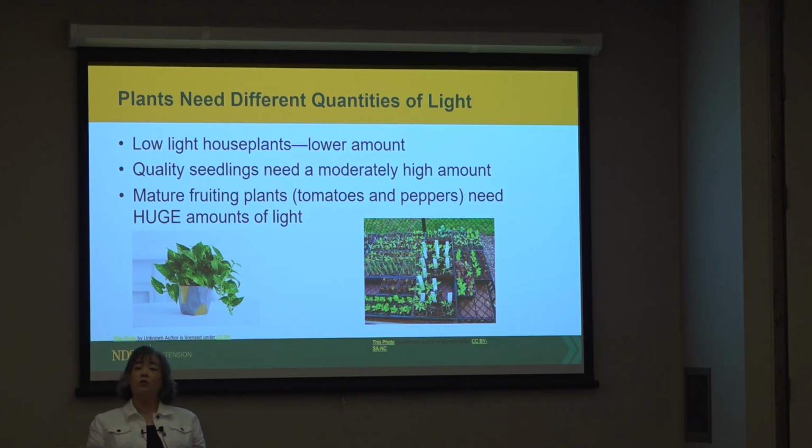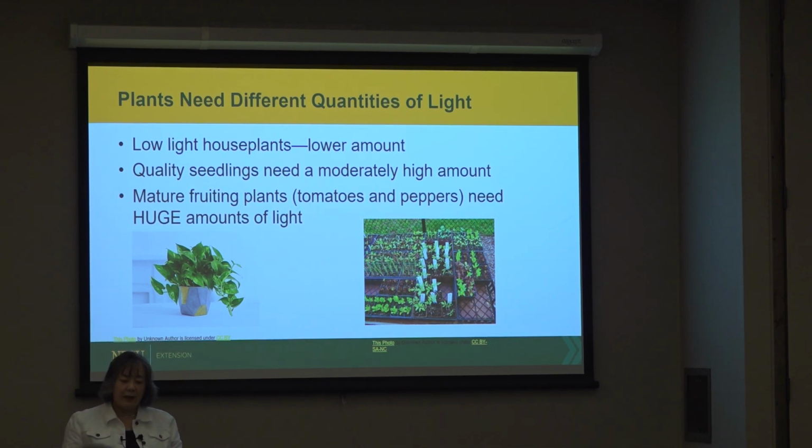It depends what you're growing. If you're growing a foliage plant or a house plant that doesn't need a lot of light, virtually anything will be good enough for that application. If you're trying to grow vegetable seedlings for transplant outdoors, you need a moderate amount of light. If you're trying to actually get your tomatoes and peppers to grow indoors, flower and fruit, you're going to need a huge, huge quantity of light. But it is possible.